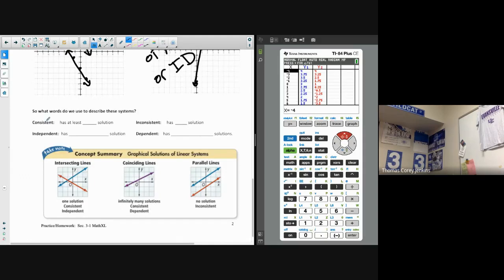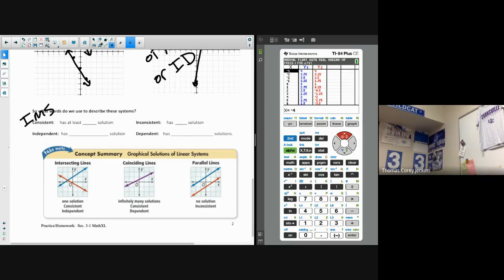All right, so here's a couple more ways to say it. Consistent is another way to say it. I don't remember which is which. Let's see. Oh, sorry, I'm misreading this. Sorry about that. So consistent could be either one solution or infinitely many solutions.